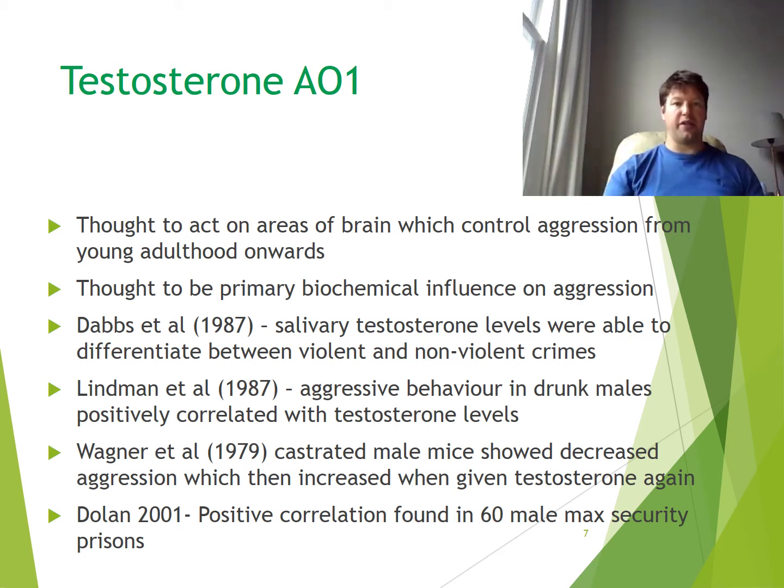They're all AO1, with some other studies in AO3, but Dabbs et al. Salivary testosterone, so a swab of the mouth finds levels of testosterone. Levels were able to differentiate between violent and non-violent crime. So again, take the swabs of people and actually be able to differentiate between who was violent in their crime and who was not. Higher testosterone, violent crime. Lower testosterone, non-violent crime. Lindman et al. 1987, aggressive behaviour in drunk males positively correlated with testosterone levels. Okay, so hopefully that makes sense.